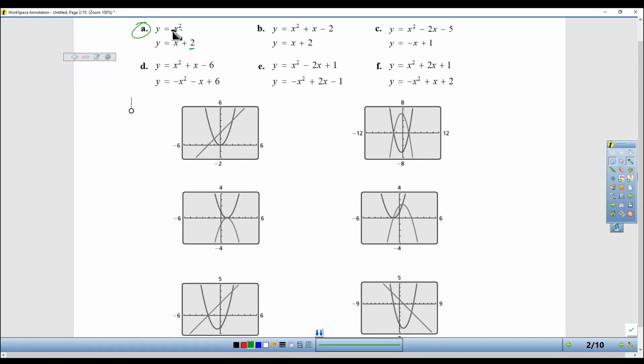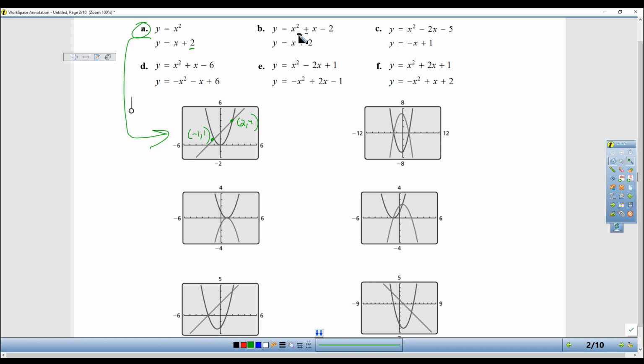And the parabola is just x squared. It hasn't moved left, right, up, or down. So it's not this one. So this is this graph. And where does this graph look like it intersects? At 2, 4, and at negative 1, 1. And that is the answer we got for A.